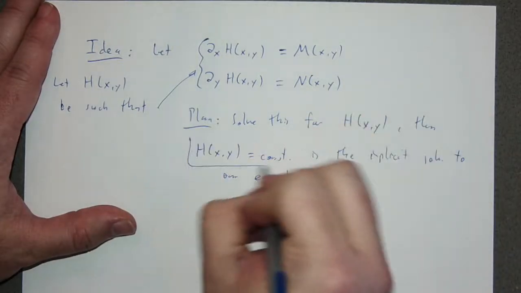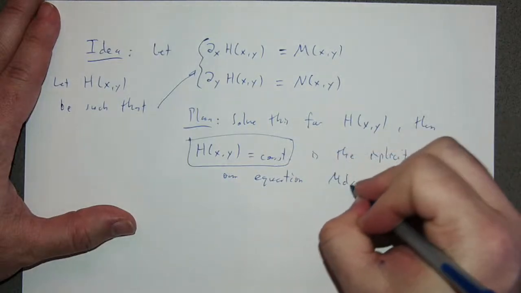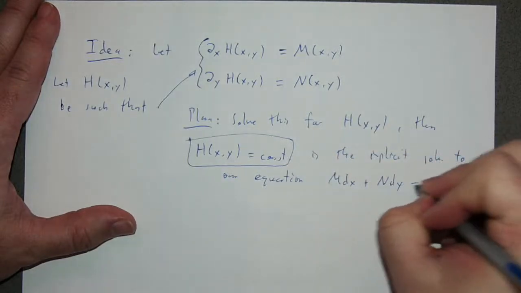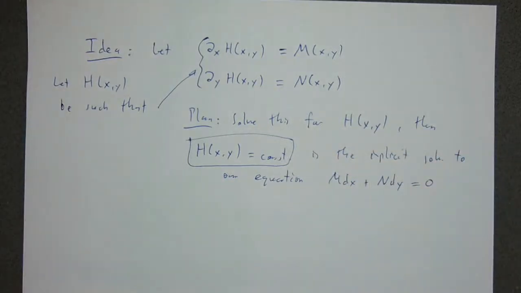Our original equation, right? M dx plus n dy is equal to 0. So this is the idea. Another way of phrasing this is saying that h is an integral for this system. Okay, and so let's suppose that we've done this, though. So let's suppose we've already done this. Where does the exactness condition come from?